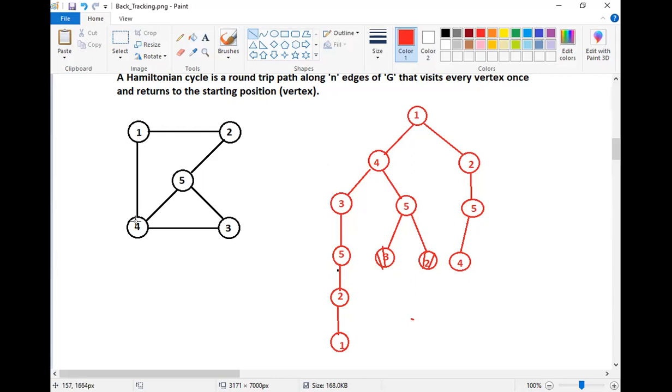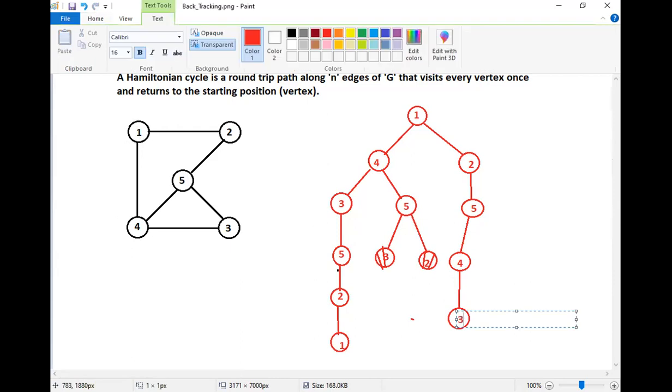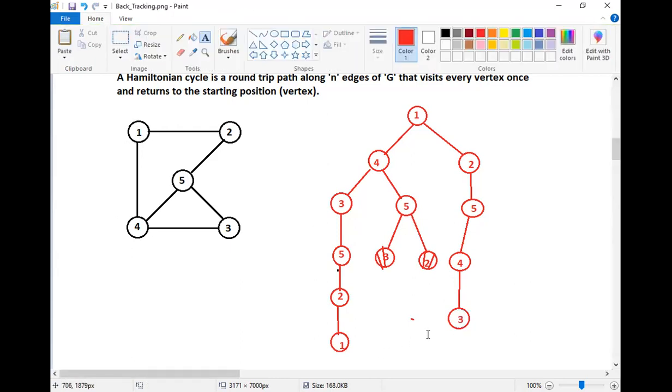That means from 4 to 1 I cannot go. But where else can I go? From 4 to 3 I can go. That means from 4 to 3 I can travel. Okay. Now, let us have one more node here as 3. Then from 3 where can I go now? Nowhere, right? From 3 I can go to 5, but 5 is already visited. I cannot go. What does it mean? Dead end. 3 is the dead end.